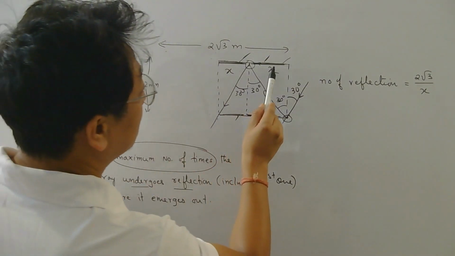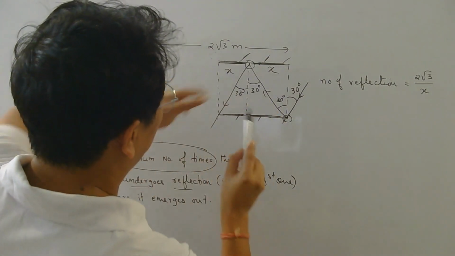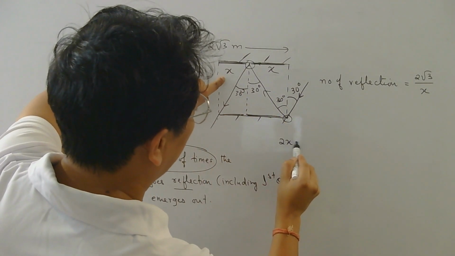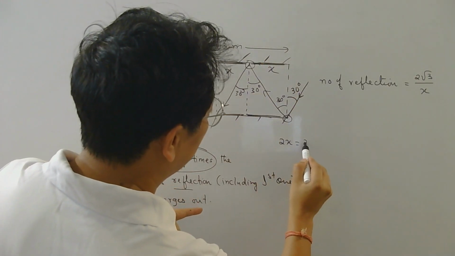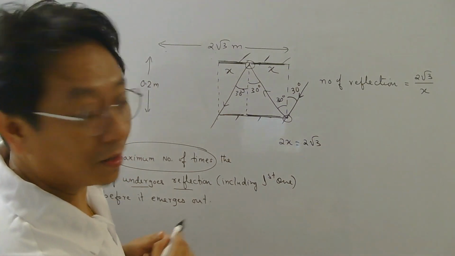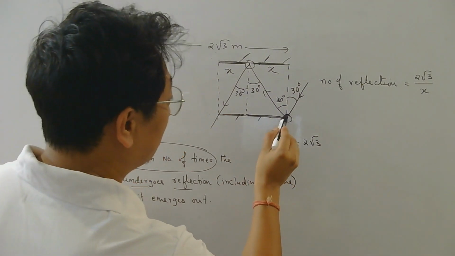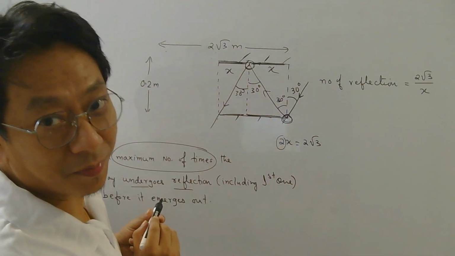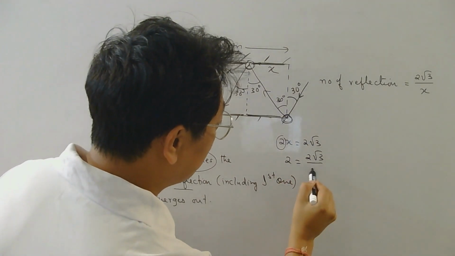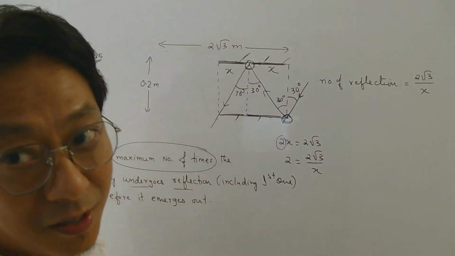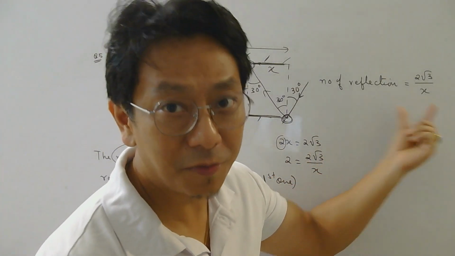Because how many x is there here? 1x, 2x. So for this problem, 2x will be the length of this mirror, which was given as 2 root 3. But 2 represents what? Number of reflections which happened. So the number of reflections would be 2 root 3 by x. So in general, this would be the number of reflections.